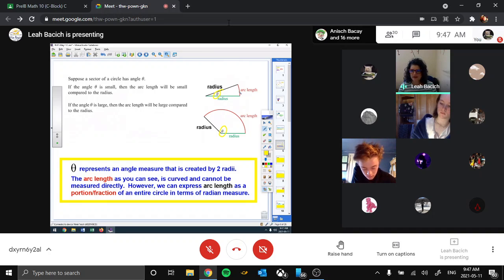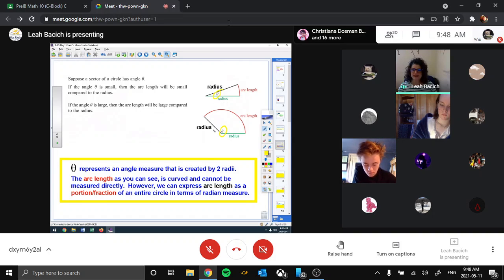Can someone tell me if I continue this arc length all the way around? What's that called if I go all the way around a circle? The circumference? That's circumference. So the perimeter of a circle has a special name. It's the circumference. And if I know the radius, can I find the circumference? Well, I can. So we're going to talk about that also.